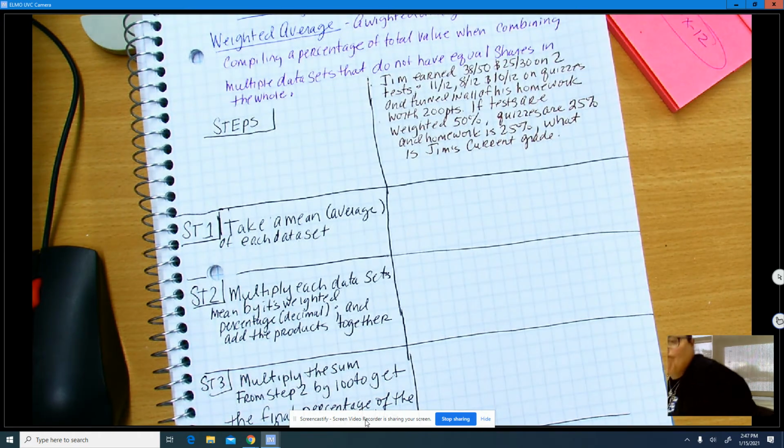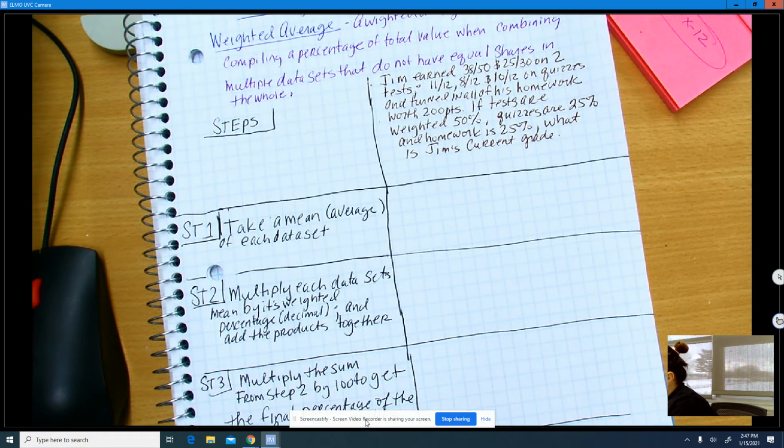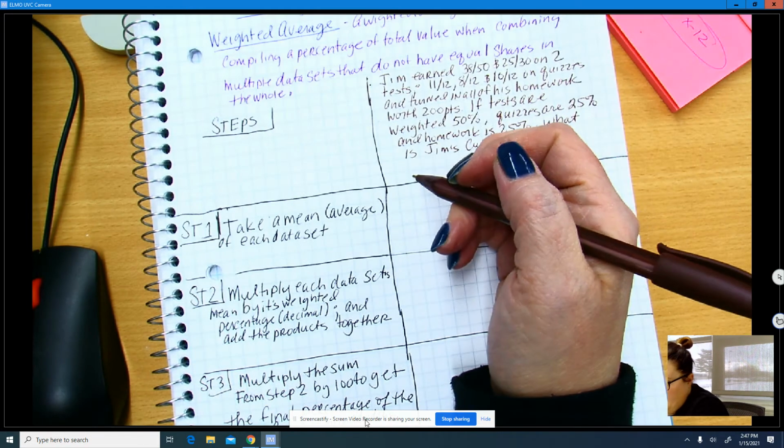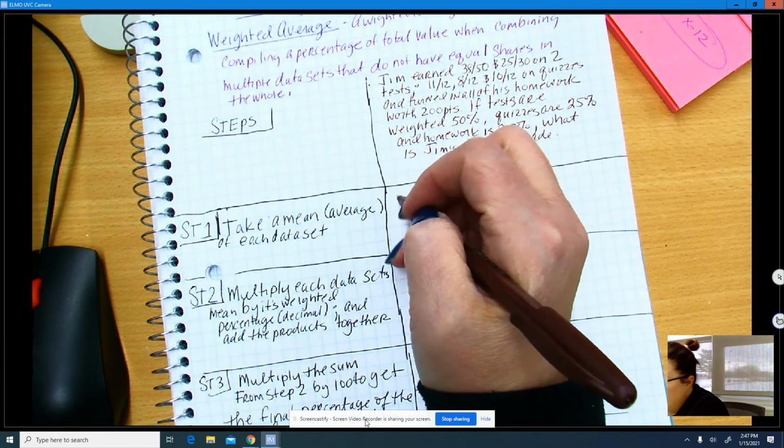Okay. So the first thing I need to do is recognize that I have three different types of data sets here. I have tests, quizzes, and I have homework. Next, I want to know what would be his grade in just each one of those data sets. And that's what we mean when we say take the mean or the average of each data set. Now, they could have given me what he's gotten in each one of those data sets, but instead they gave me his actual scores. So I'm going to need to figure out the mean for each. So how do we do that?